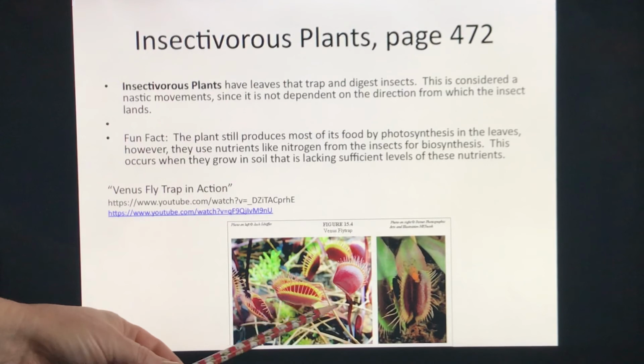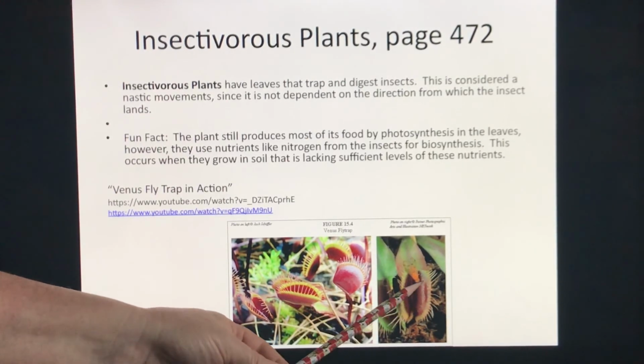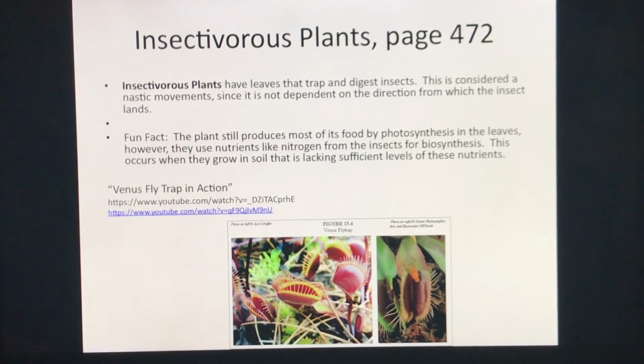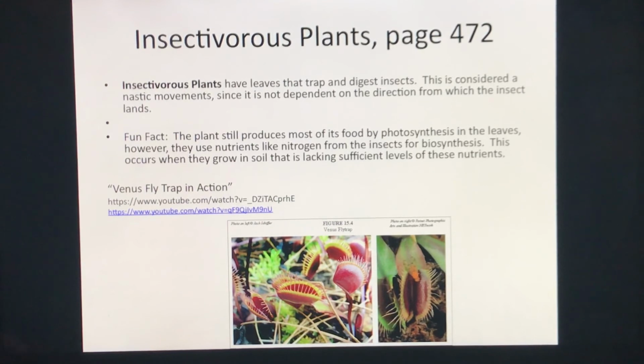It's very interesting because on the inside of the leaves they have these sensors. They're sort of like hair-like projections that detect the movement of the fly, and you'll notice that the leaves don't close the second the fly lands. It usually takes a little bit of movement on the leaf and then eventually they do close.